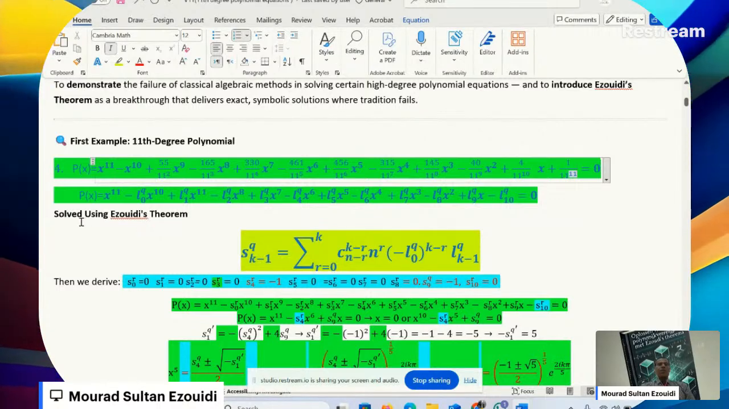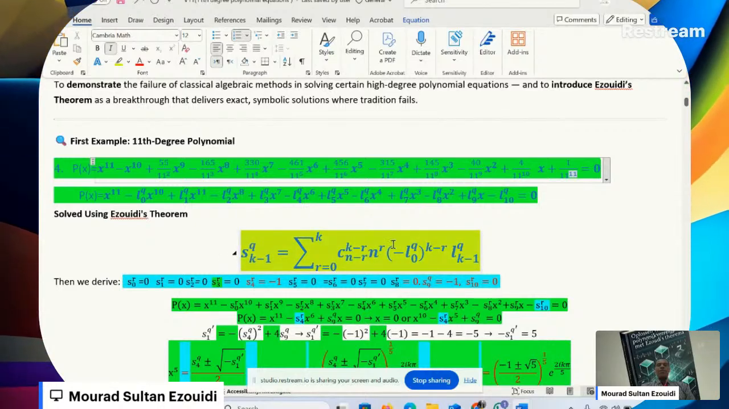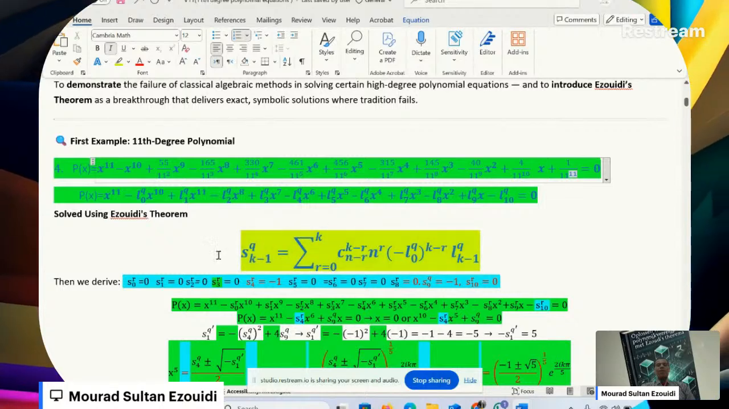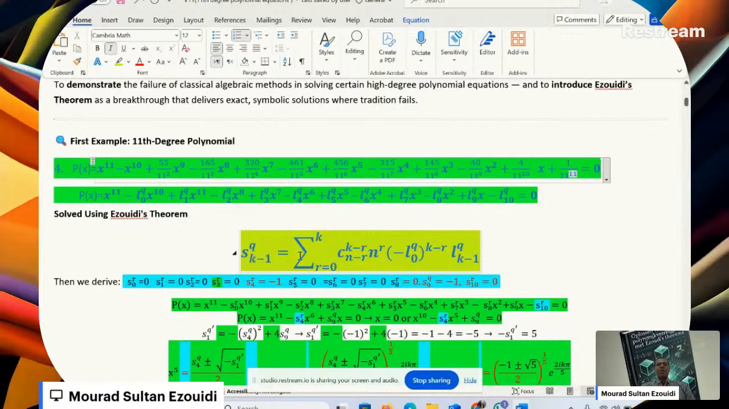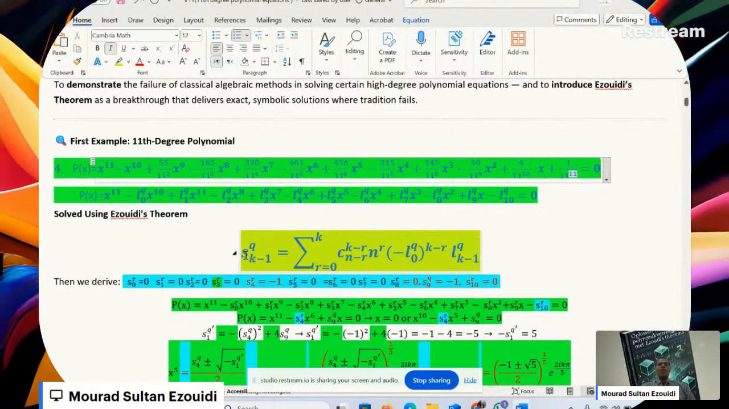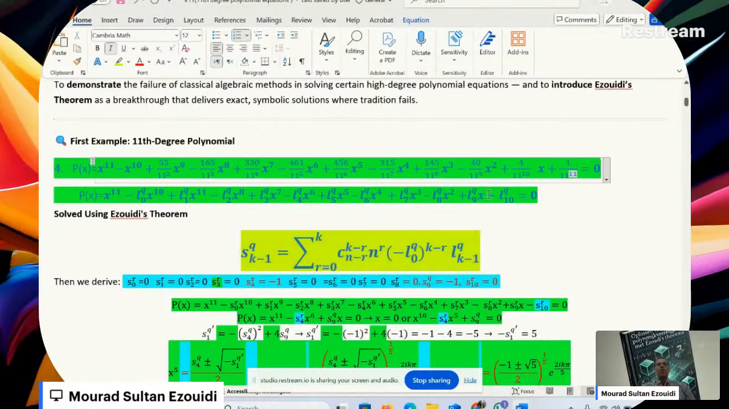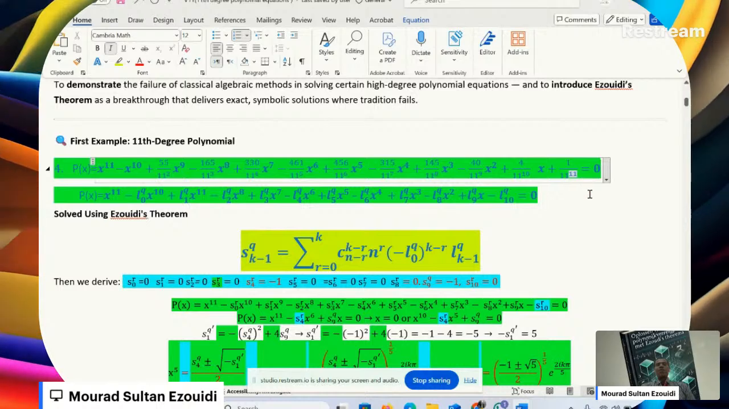So, solving using Ezouidi's theorem. This is Ezouidi's theorem, or the structure that has been developed by Mourad Sultan Ezouidi. Professor Mourad Sultan Ezouidi explains that this structure will give you the coefficients of a new 11-degree polynomial equation that corresponds to this original 11-degree polynomial equation.